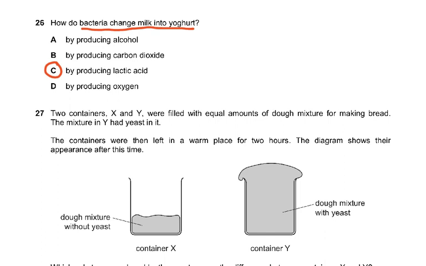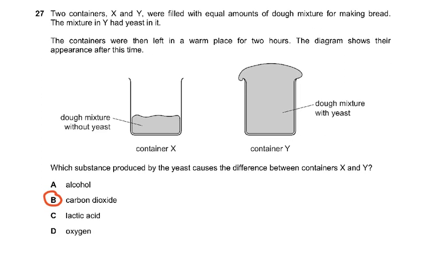Then question 27. Two containers, X and Y, were filled with equal amounts of dough mixture for baking bread. The mixture in Y had yeast in it. The containers were left in a warm place for 2 hours. The diagram shows their appearance after 2 hours. The dough mixture without yeast has no carbon dioxide, so it hasn't risen. The dough mixture with the yeast is now full and is coming out of the beaker.